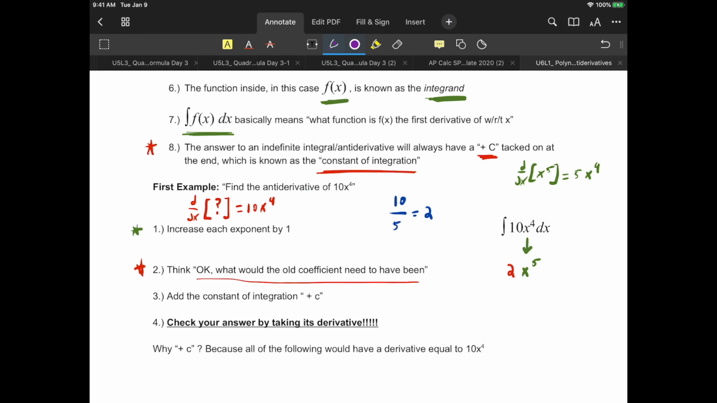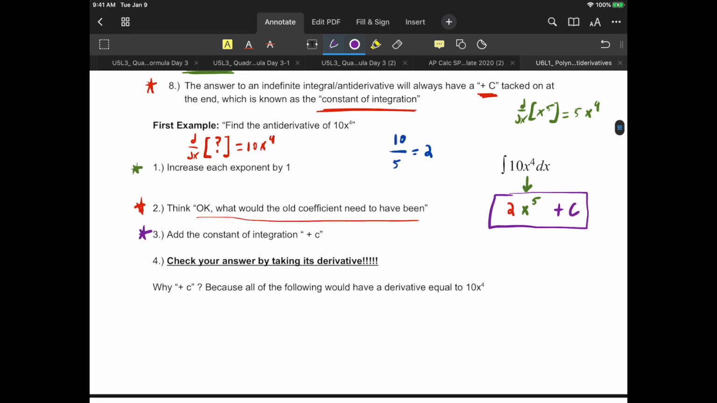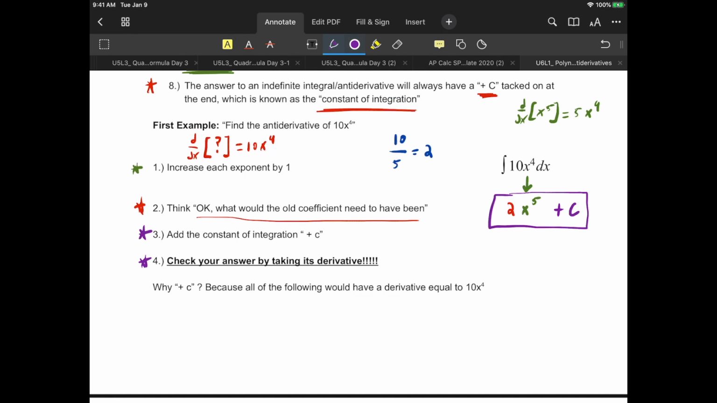All right, now we're not done yet because, like I said, you have to add the constant of integration. So this is the final answer here: 2x to the fifth plus c. Now, why that plus c? I'm going to use this to emphasize another super important key point. Check your answer. Check your answer. Check your answer. This is so straightforward, but people will forget to do it, and it's very easy to make small mistakes here because you're doing these things backwards. But you can check your answer.